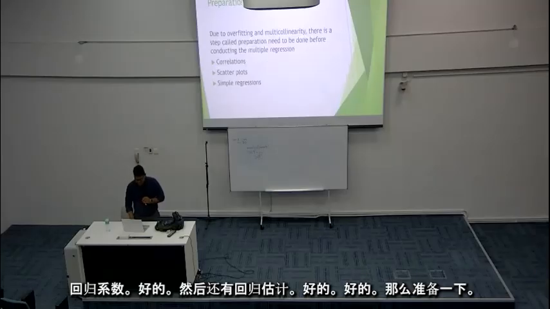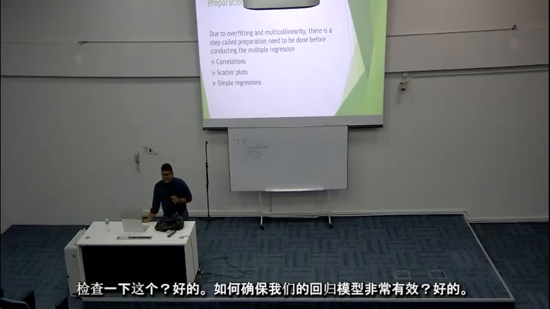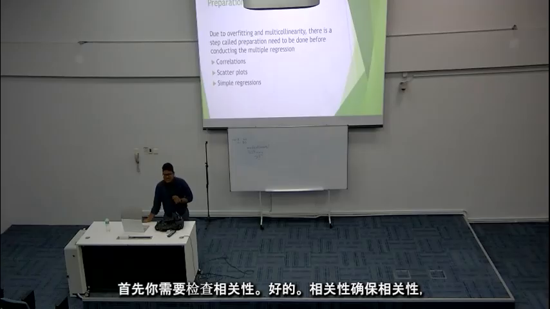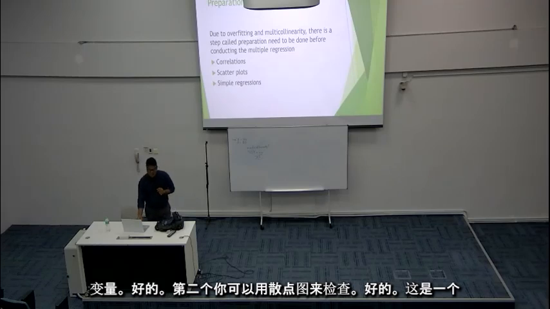Alright, so preparation. Before you use this, we need to prepare. How do we check, how do we make sure that our regression model is very efficient? The first thing you need to check is the correlation. Make sure that the strength of the correlation is high between the independent variable and the dependent variable. The second one you can check by using the scatter plot.